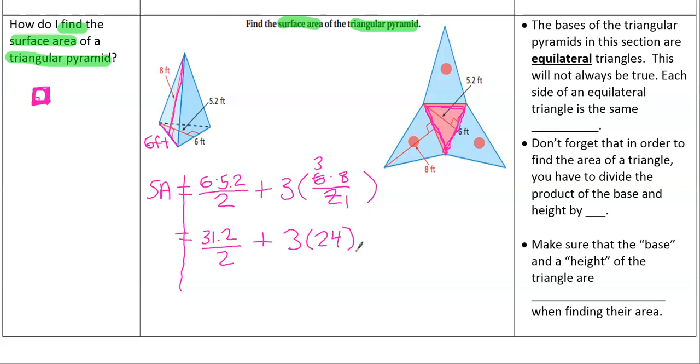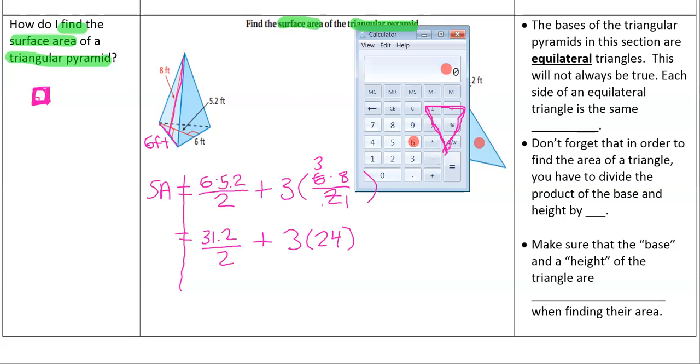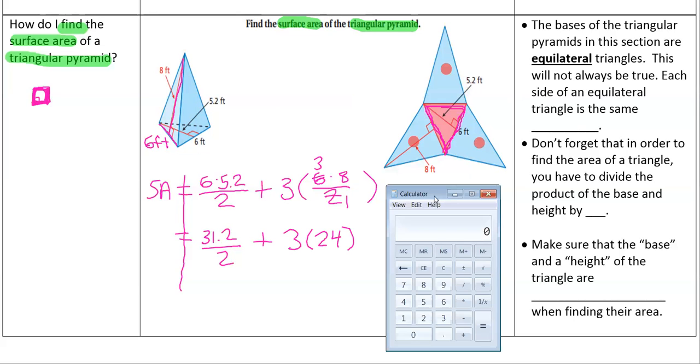Now that I've done that in my head, I'm going to get out a calculator and do it again, just to verify that I haven't made any mistakes. Otherwise, I type it into Big Ideas and I possibly get it wrong. 6 times 5.2. Let's make sure I have that right. Woo! I got it right.